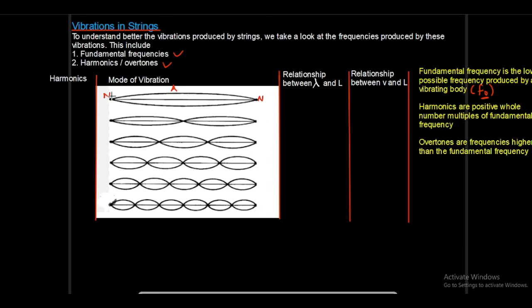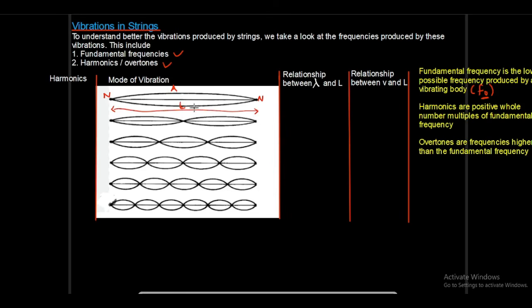So this is like the length of the string. It starts with node and ends with node. So if from here to here is node to node, we can also represent this to be the length of our string. We can say this is L.